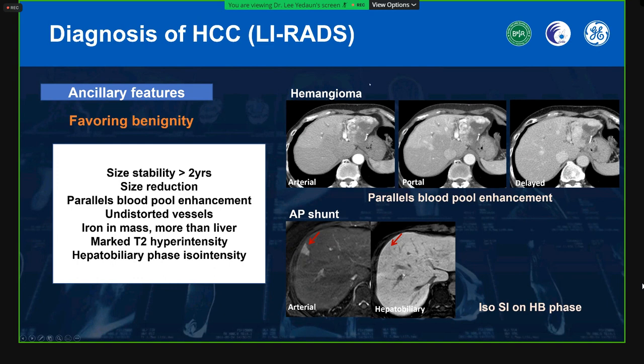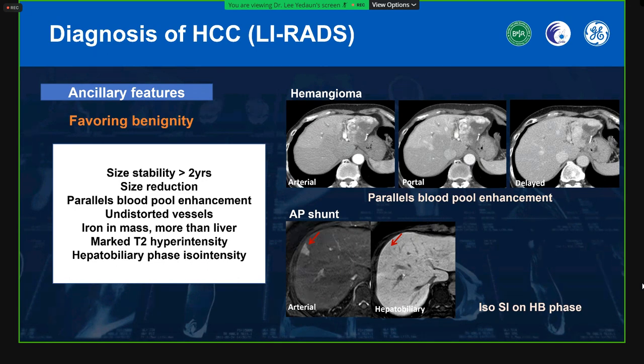As you can see here, the hemangioma shows peripheral enhancement similar to that of artery on arterial phase, portal vein on portal phase, and IVC on delayed phase. This is the typical finding of hemangioma. Isointensity on hepatobiliary phase refers to signal intensity in hepatobiliary phase nearly identical to that of the background liver.